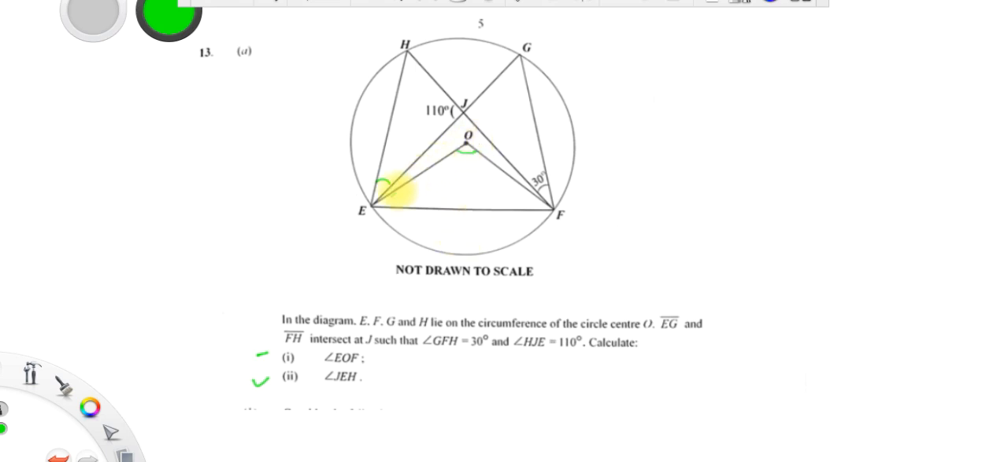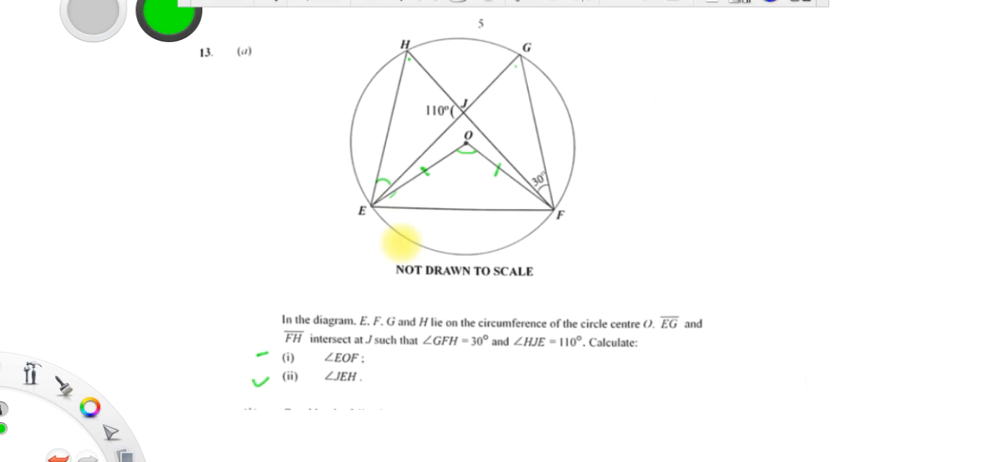You know that this is the center, so this line is a radius and this line is also a radius. The radii are equal, so the small triangle EOF here is an isosceles triangle. This arc EF, or the chord EF, is forming this angle at H here, and the same arc EF is forming this angle at G here.